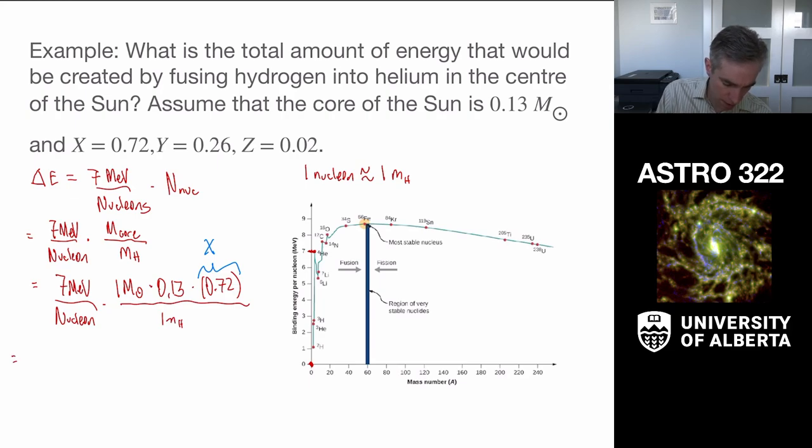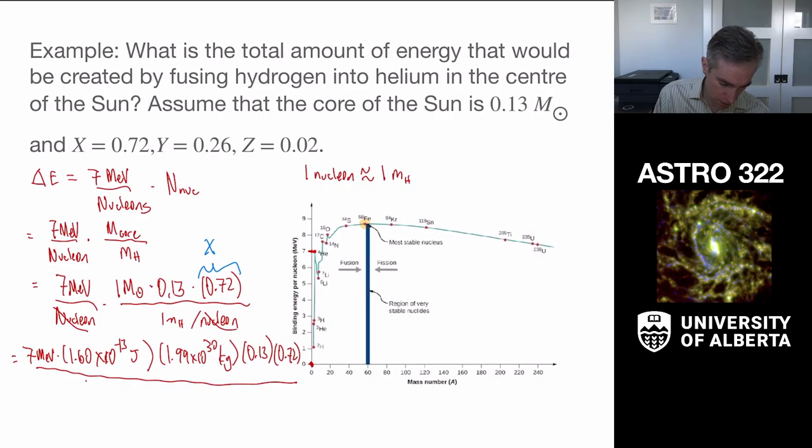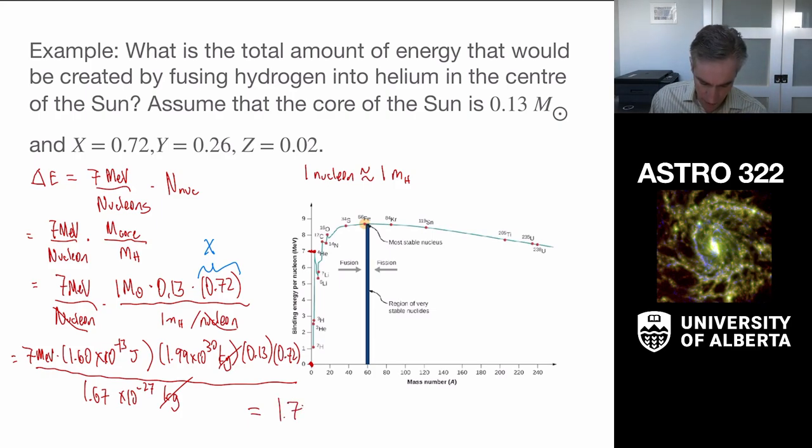And we can stick in some numbers. So 7 MeV times, this is 1 mH per nucleon, I should be clear, because those will cancel out. So we get 7 MeV times 1.60 times 10 to the negative 19 joules, which is a regular eV, and a mega electron volt is a million of those. So it's 1.60 times 10 to the negative 13 joules times one solar mass, that's 1.99 times 10 to the 30th kilograms, times 0.13 times 0.72, and then we divide that by a hydrogen mass, which is 1.67 times 10 to the minus 27 kilograms. And then everything cancels out in terms of kilograms. And the answer that we pull out of this analysis is 1.73 times 10 to the 44 joules.